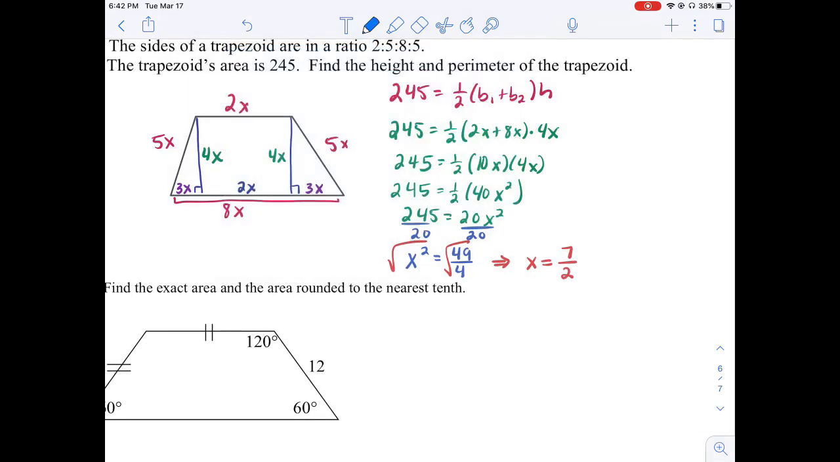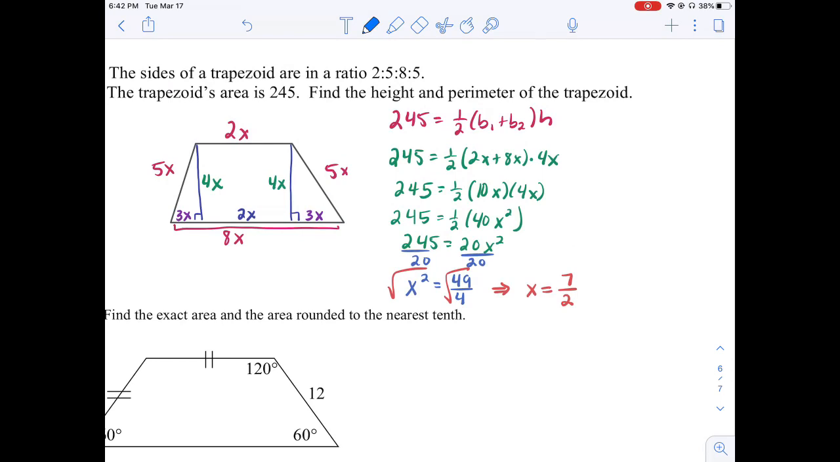So lastly, it asks us to find the height and the perimeter. So now we just need to replace x in its spot. That gives us that the height would be equal to 4 times 7/2. As a reminder with reducing fractions, the 2 can reduce the 4, leaving us with a 2 to multiply with the 7. So that gives us a height of 14 units.